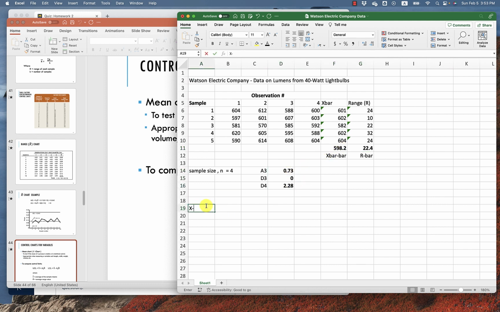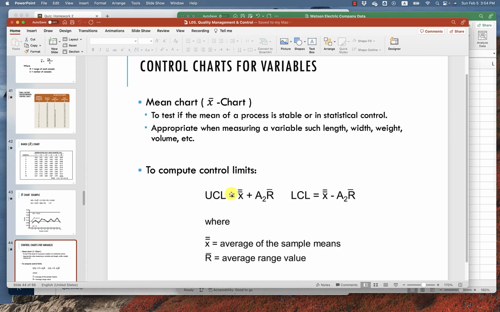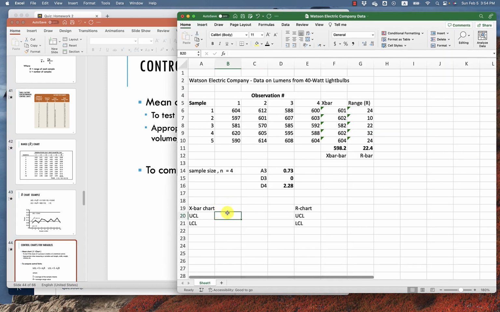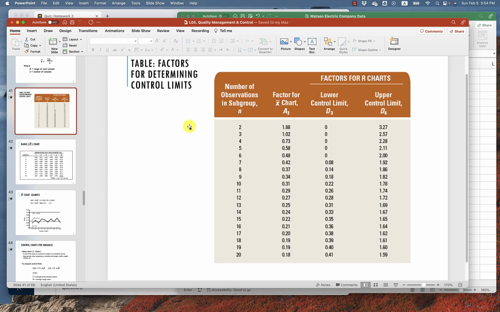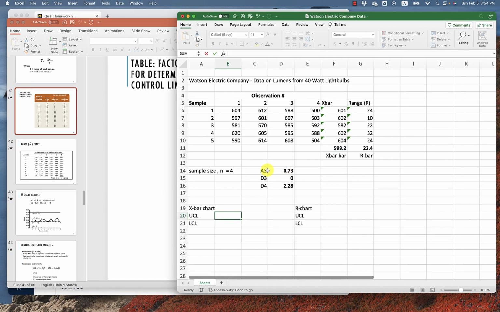So for the X bar chart, we have upper control limit and lower control limit. And then similarly for the R chart, we have the upper and lower control limits. For the X bar chart, the formulas are simple. You take the mean of the means and you plus minus the A2 times the R bar. So we take the mean of the means right here. For upper control limit, we plus, this is A2, not A3, so I've mislabeled it.